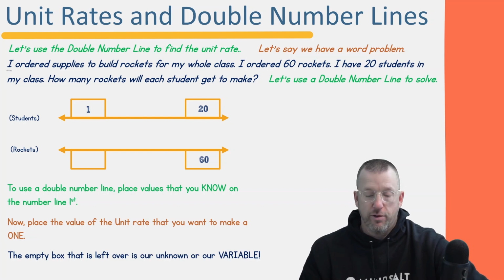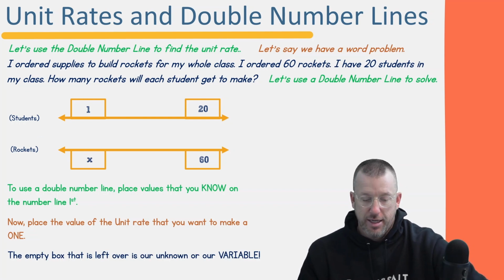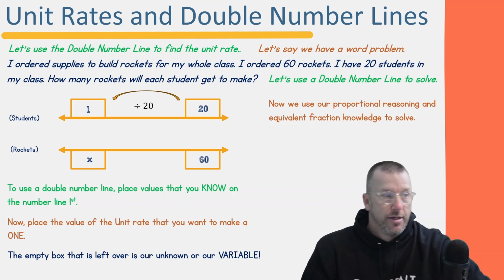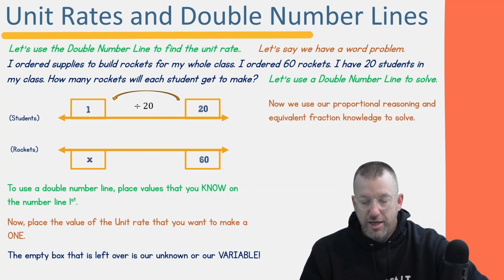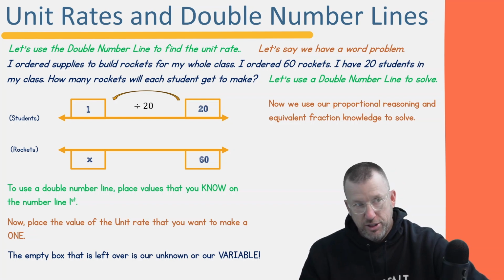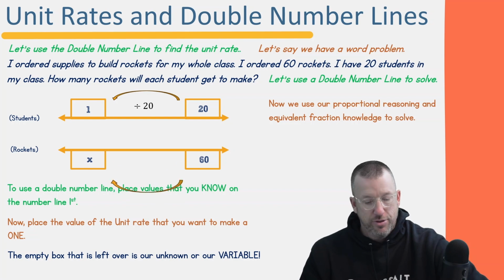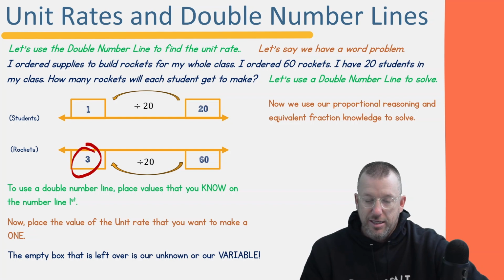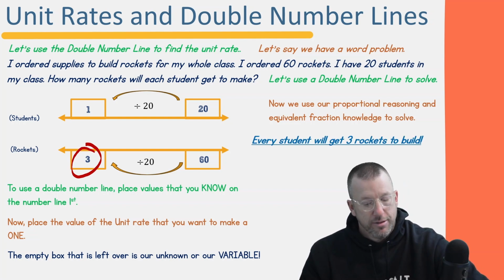Okay, now we have to figure out what's left over as the variable, which is what's missing. It doesn't know how many rockets, so that's what's missing. And then we use our fractions and proportional knowledge to understand this. Okay, so now we're going backwards. So how did I get from 20 to 1? Well, you didn't multiply this time, you divided. 20 divided by 20 equals 1. And what do we know about fractions and proportions? Whatever I do to one, I have to do to the other. The rate has to stay the same. So if I divide the top by 20, I have to divide the bottom by 20. And what's 60 broken into 20 groups? Well, it's 3. And so every student gets 3 rockets to build.